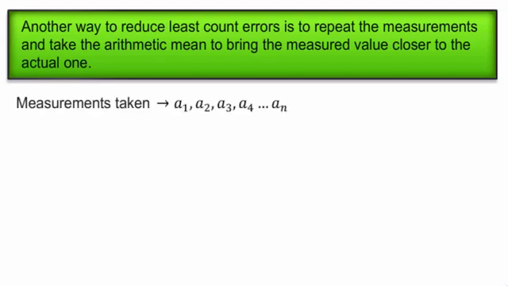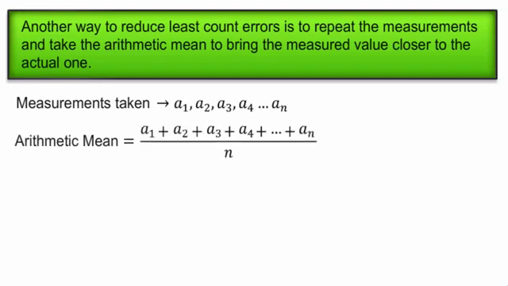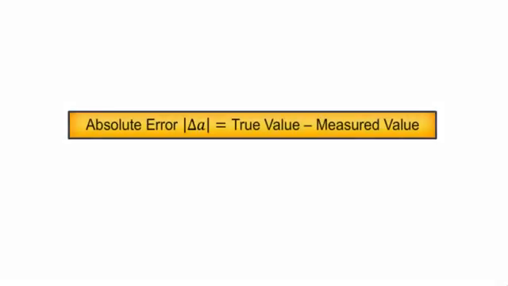If n measurements are taken, say A1, A2, A3, A4, and so on till An, then the final value will be taken as the arithmetic mean of these n measurements. In the absence of a true value of measurement, this arithmetic mean is treated as the true value. The magnitude of difference between the true value and each measured value of a quantity is called the absolute error of that measurement. It is denoted by mod delta A.